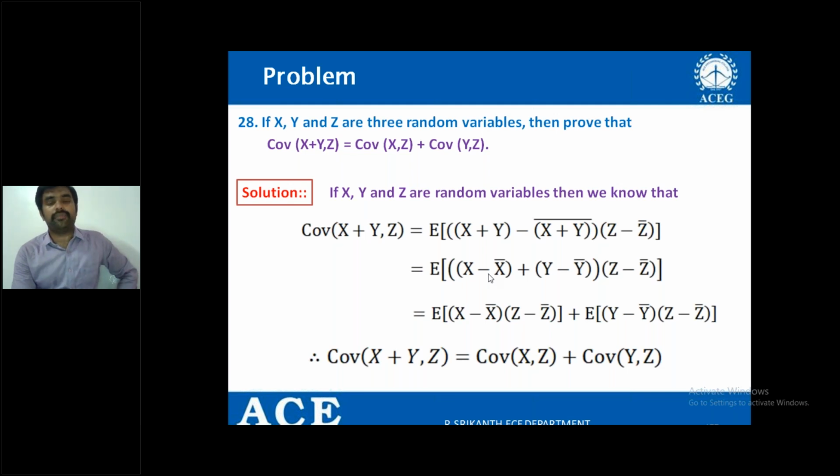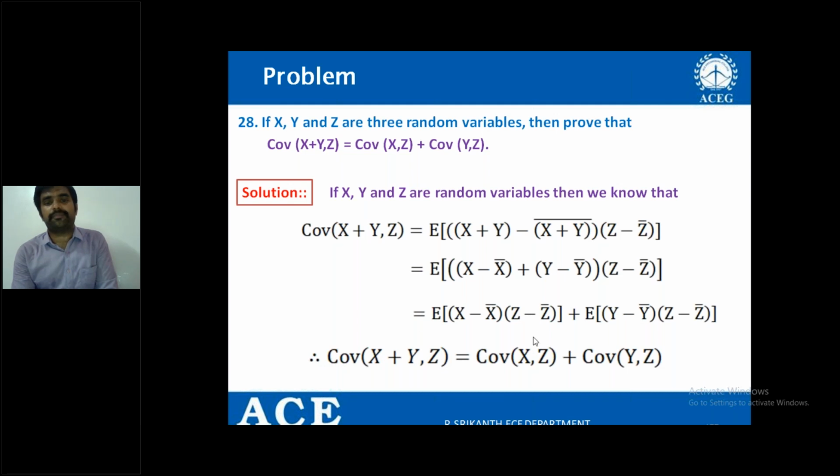Expectation of (x minus x bar plus y minus y bar) into (z minus z bar), right? So here, if I expand this expression, it becomes expectation of (x minus x bar) into (z minus z bar) plus expectation of (y minus y bar) into (z minus z bar), right? So as a result, what is this first one?